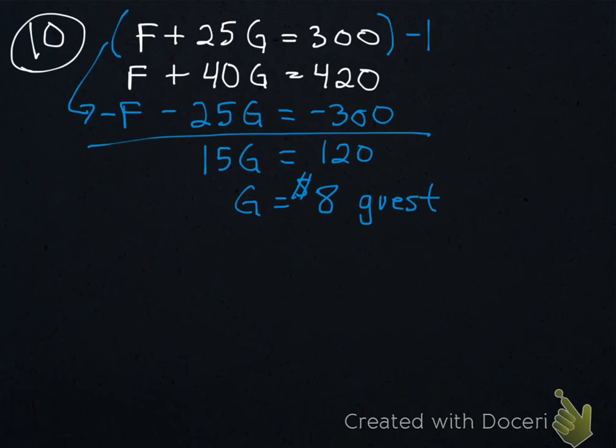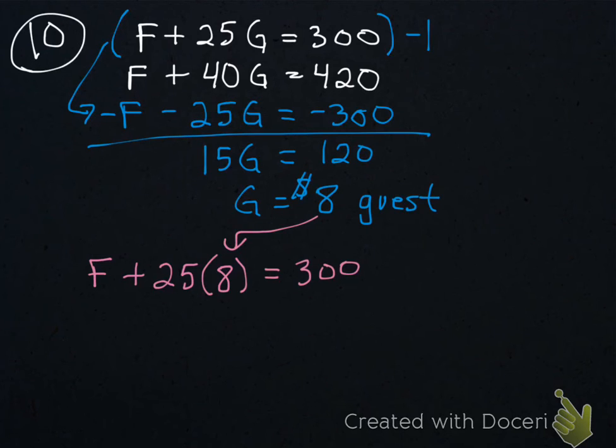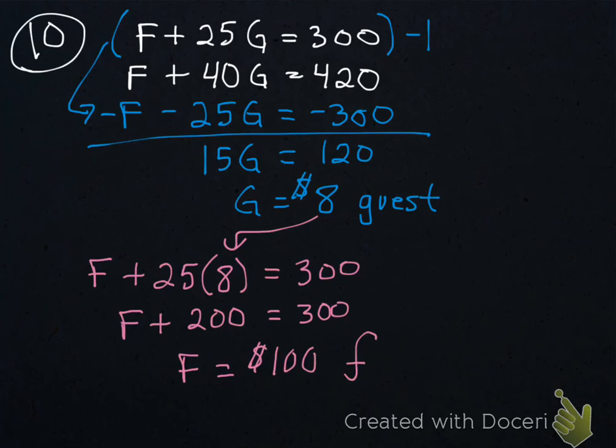That's half my solution. Now let's plug it back in. I'm going to pick the top equation just because the numbers are smaller. So F plus 25 times the G, which was 8, equals 300. So F plus 25 times 8, which is 200, equals 300. Subtract the 200 over, and I get 100. So 100 is the fixed cost.